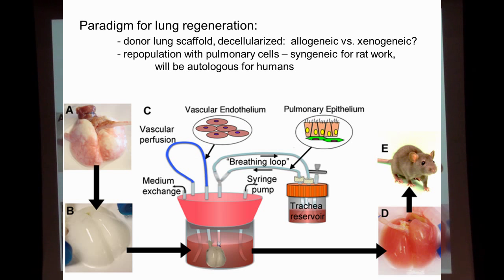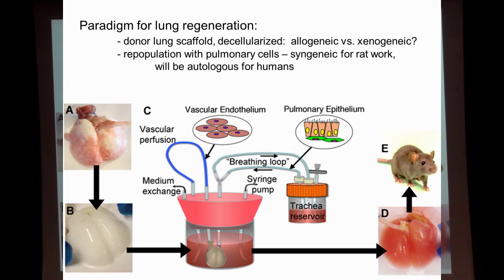alternative paradigm, which is similar to what you heard in the last talk, where we utilize a donor lung scaffold, which has been decellularized. So this is an adult lung. Most of our work so far has been in rats.